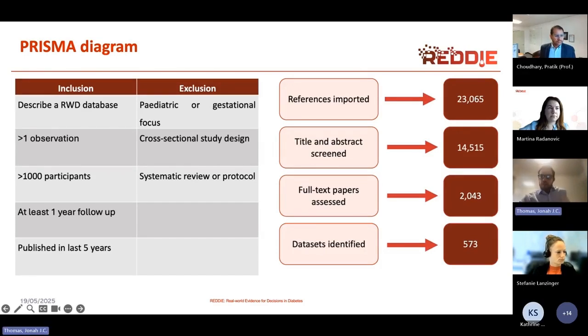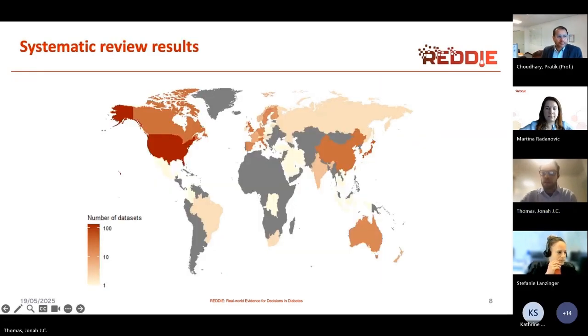You can see even with these inclusion criteria, we imported a large number of references, over 23,000 references. We did an initial deduplication, and then we also went through and removed any that didn't mention having more than 1,000 participants in their abstract, and this got us down to over 14,500 still. So we did title and abstract screening of 14,500. We did full text screening of over 2,000 papers, and that identified 573 databases, which we took forward into our review and into our online dashboard.